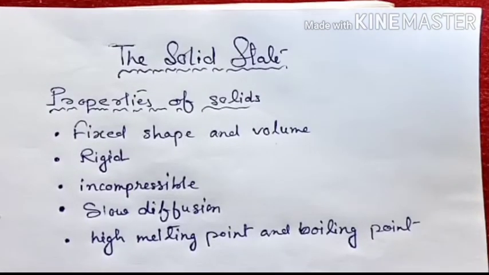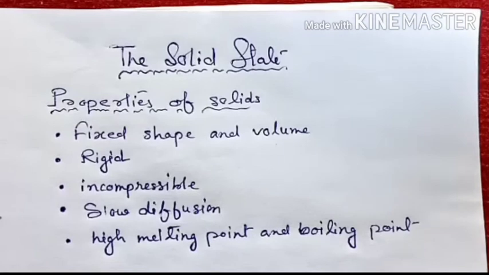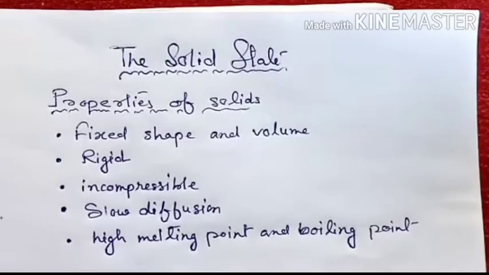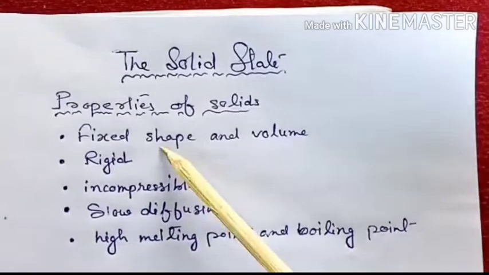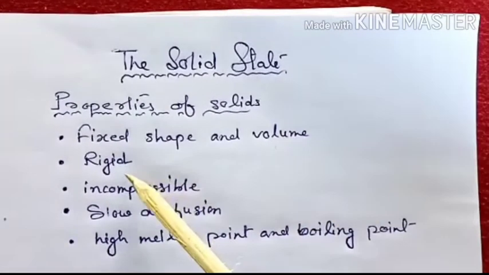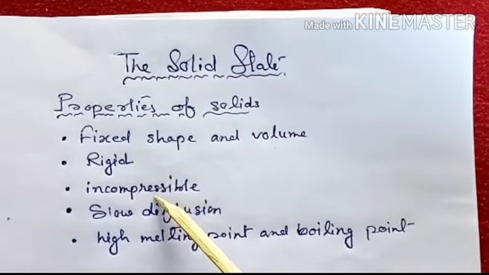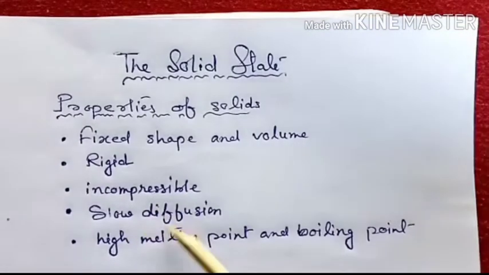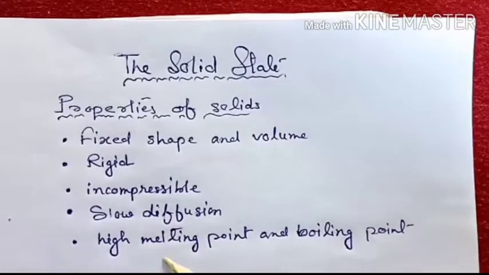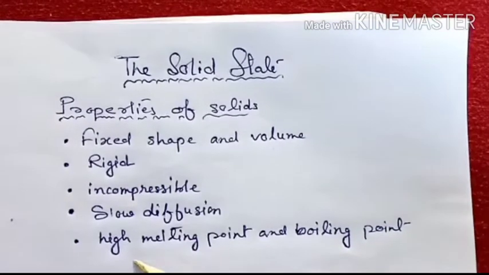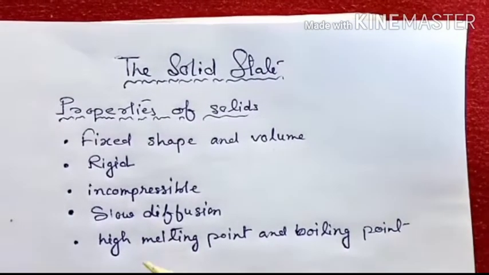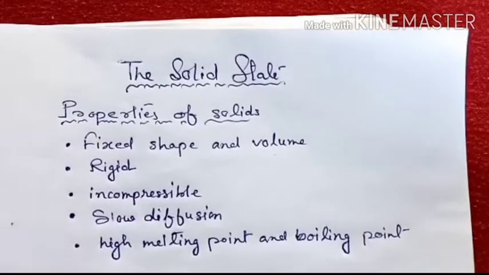As you know, matter can exist in three different states: the solid, liquid, and the gases. And you know the properties of solid. Solids have a fixed shape and a fixed volume. Solids are rigid. Solids are incompressible. Solids have slow diffusion, and solids have high melting point and boiling point. So these are some of the properties of the solid, and we'll move to the next topic.